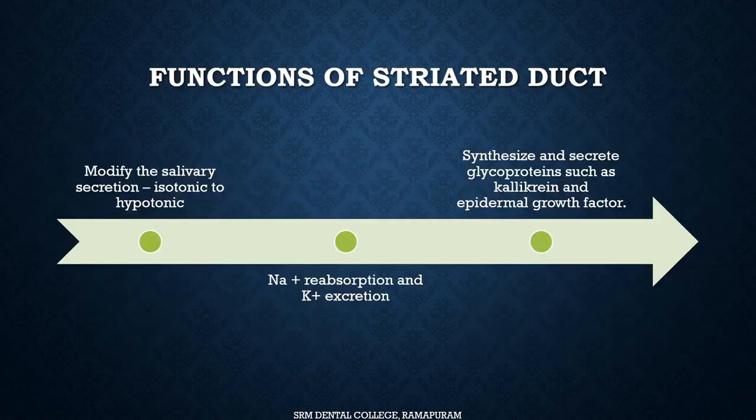So what are the functions of the striated duct? The first function of your striated duct is to modify saliva. The saliva that is usually produced by your acini is isotonic in nature. This isotonic saliva is converted to hypotonic saliva by the action of your striated duct. So how is this done? This is done by absorption of sodium and excretion of potassium ions. Your striated duct also synthesizes and secretes certain glycoproteins such as kallikrein and epidermal growth factors.